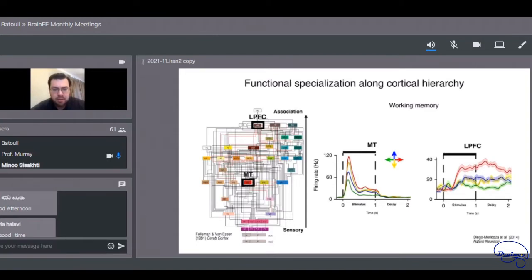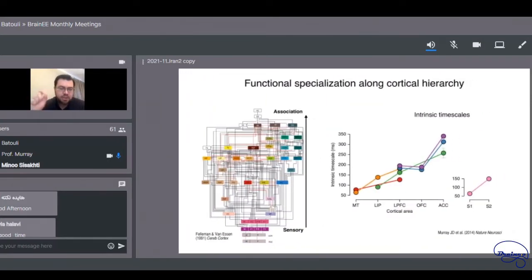And some early work during my postdoc actually tried to measure the timescales of fluctuations in spiking activity of neurons across different cortical regions in the hierarchy from sensory to association. And we saw this very consistent increase in what we call the intrinsic timescale as you went up the hierarchy. And so again, our hypothesis is this may reflect local differences in the circuitry, which can then support functional specialization for sensory processing versus association. Okay, so this is background.